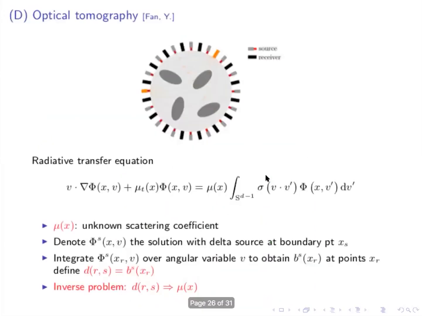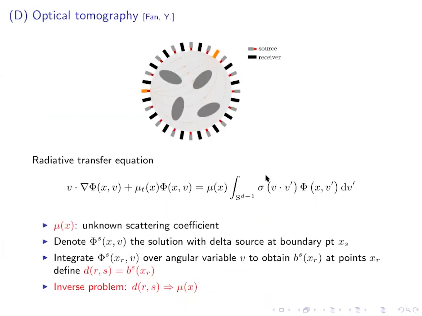So finally, let me just briefly talk about the last application, which is optical tomography. In the case of optical tomography, the setup is fairly similar to travel time, but the physics is a little bit different. Again, you have the unknown inclusions in your medium, you have the source on the boundary of this disk, and you have the receiver on the boundary. This is a typical setup. The physics is given by the following equation, something called the radiative transfer equation.